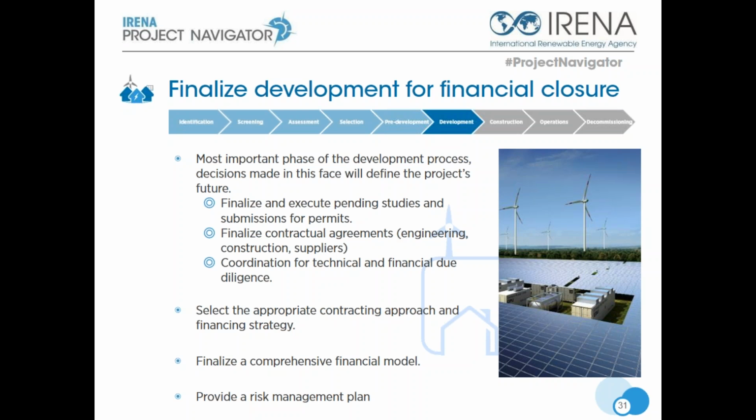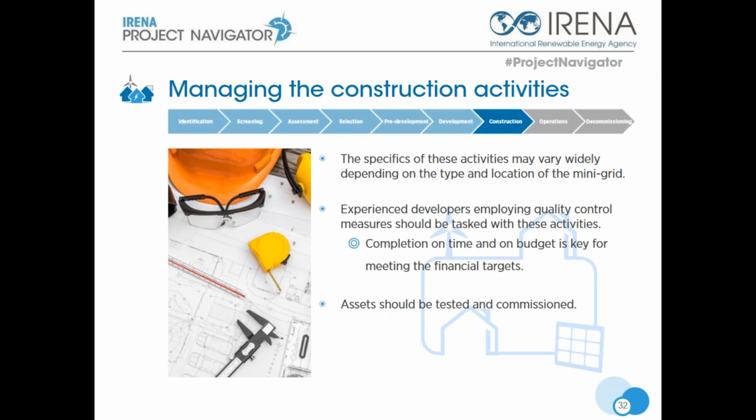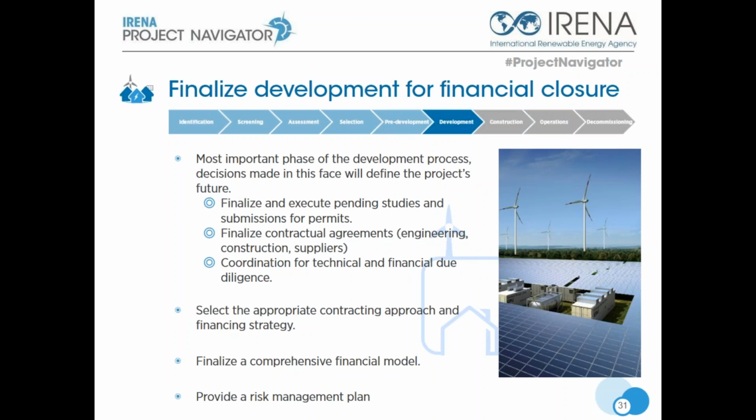It is very important to select the right contracting approach and financing strategy. The developer should take the time to review the eligibility criteria and prepare to apply for incentives for viability gap funding if possible. This is also the point where a comprehensive financial model that includes the cost and the warranties is developed and validated with the financing parties. And finally, a risk management plan should be prepared in order to obtain the financing for the project at a reasonable cost. This phase will conclude with the financial investment decision, and this will give a green light for the execution of the project.